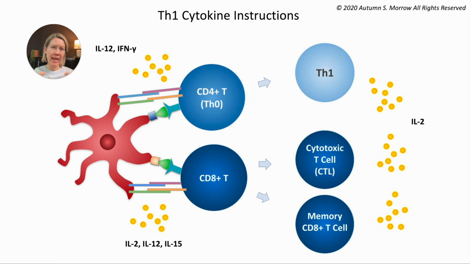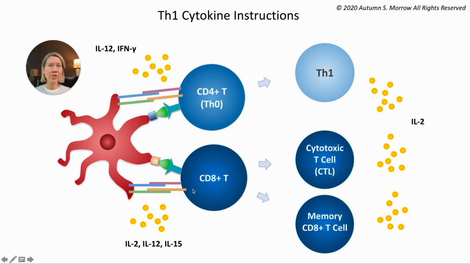Now these Th1 cells are capable of producing cytokines of their own, including IL-2, which helps to drive the expansion of cytotoxic T cells and ensures the differentiation of these memory CD8 T cells. Lastly, the dendritic cell releases IL-15, and this aids in the activation of T cells, the homeostasis of memory CD8 T cells, and proliferation of natural killer cells.